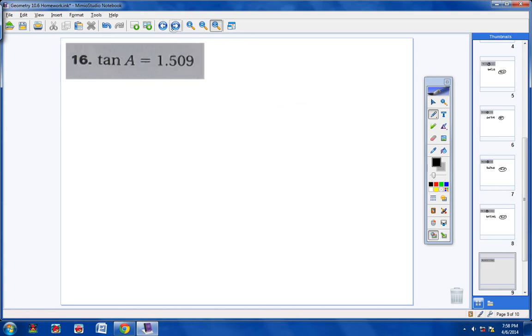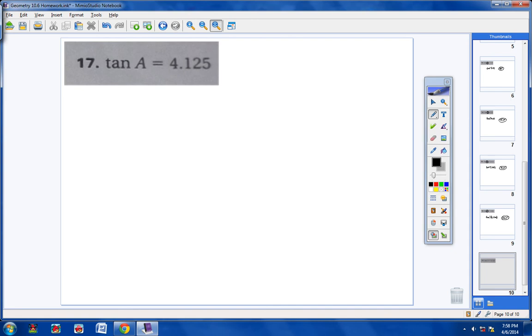All right, number 16, we have a trig equation and we're missing an angle, so we're going to hit second tangent, which will give us tangent to the -1, or inverse tangent is how you say it, of 1.509. Let me grab my calculator very quickly here. Second tangent, 1.509. And you're going to get out 56.46794096 degrees. So 56.46 would round to 56.5 degrees.